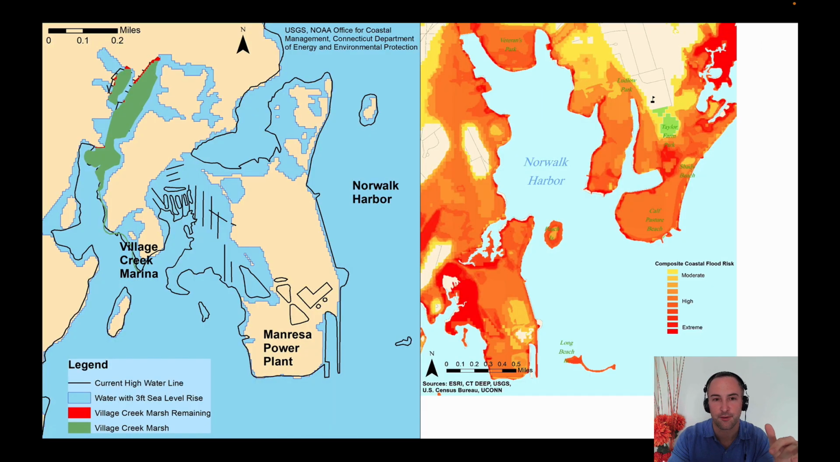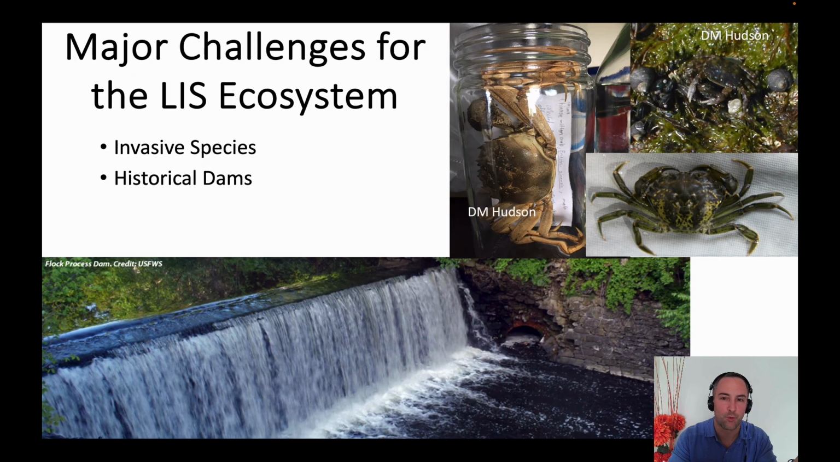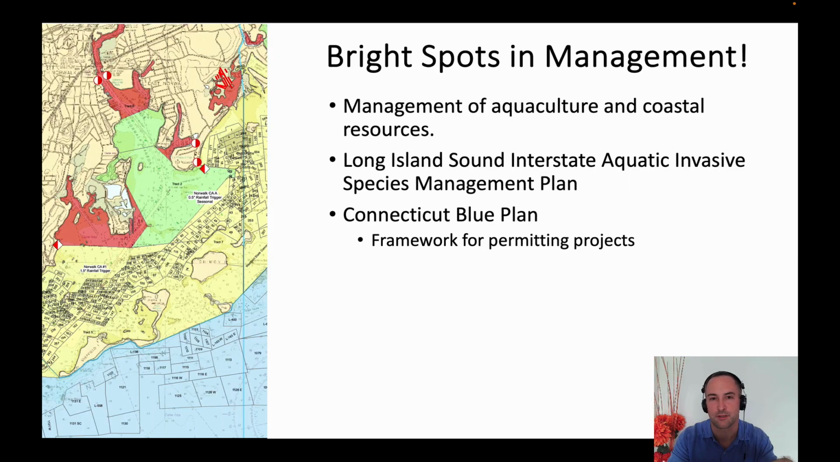When we're thinking about sea level rise issues, these are areas that will likely get flooded with coastal flood risk. We've got historical dams that are slowly being brought down, but with invasive species in the area from other places that are adapted to very similar conditions, this can affect the recovery of these ecosystems.